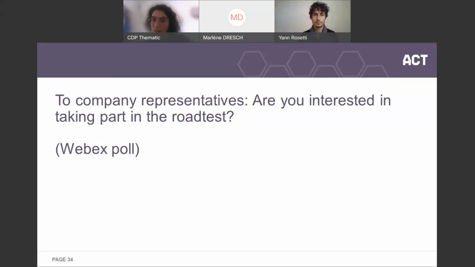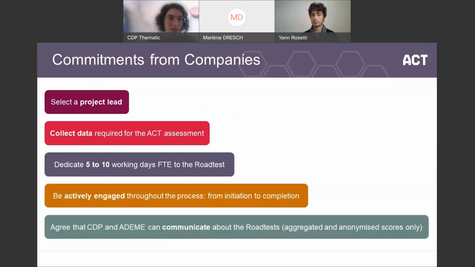Right, and there's another question that popped up. So what is the anticipated approximate resources time from a company's analyst side to go through this road test? Sure, so I'll just go back up. So we estimate between 5 to 10 working days for a single representative from the company. And again, if you do have a lot of data already available, we do expect that the data collection will take less time.